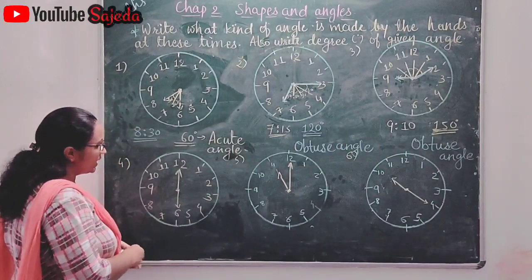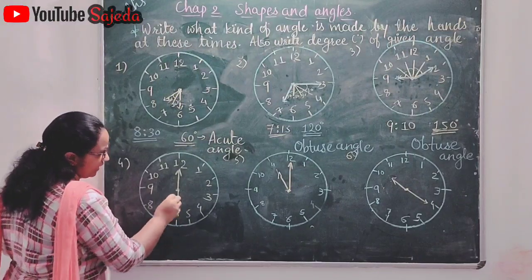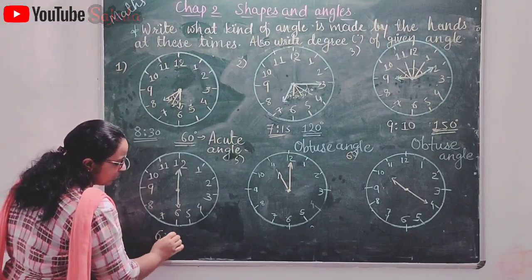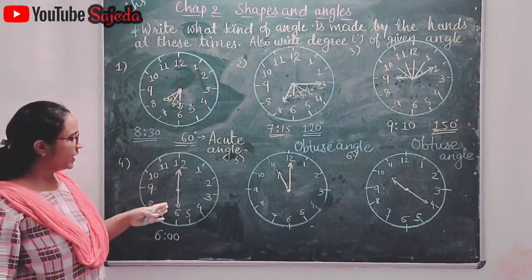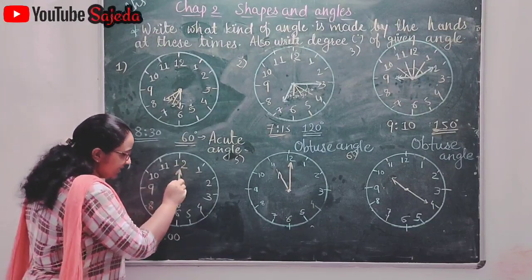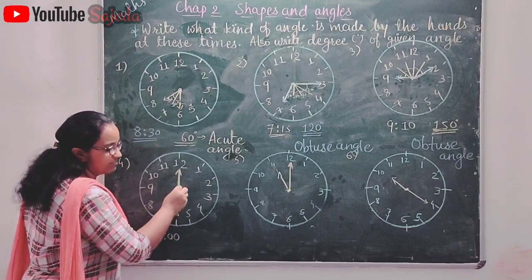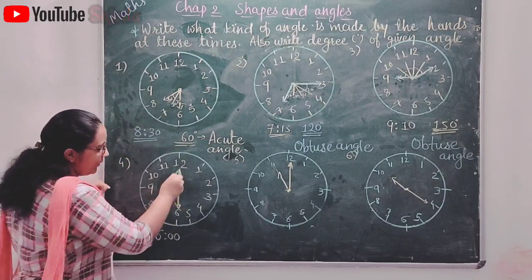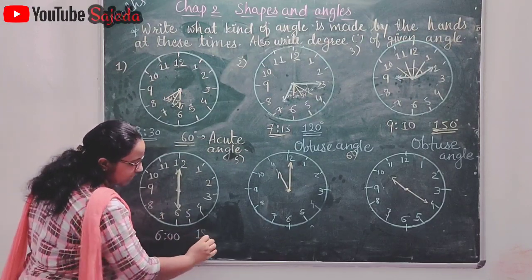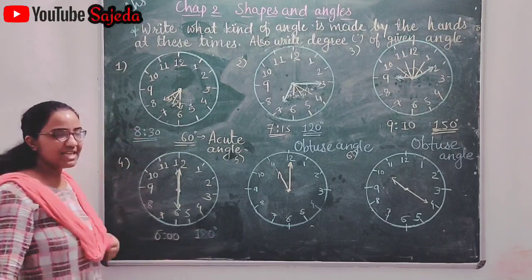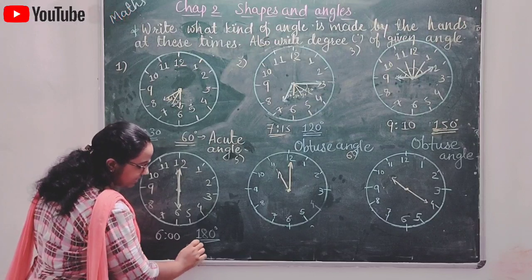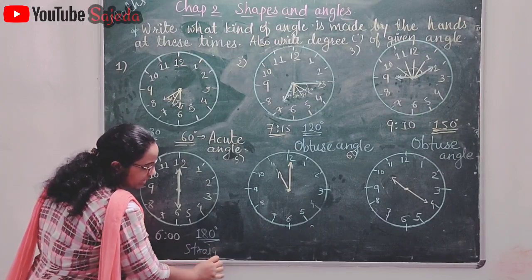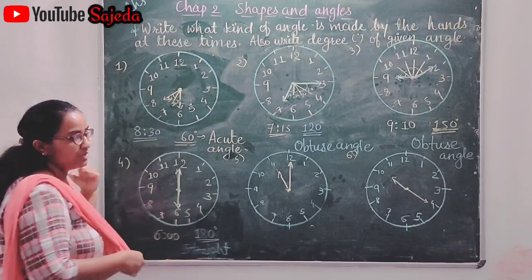Now the next one. The time is 6 o'clock. And here no need to count, no need to calculate, because it is exactly a straight line. So the measurement of this angle is 180 degree. And as per the definition, an angle of exactly 180 degree is called a straight angle.